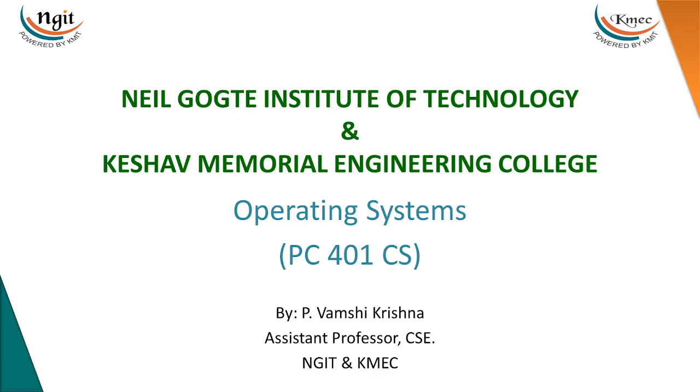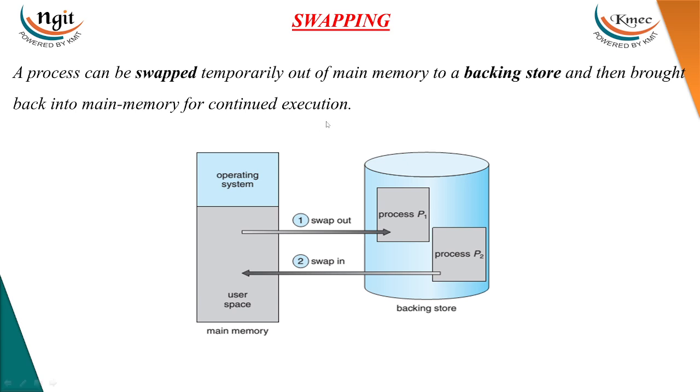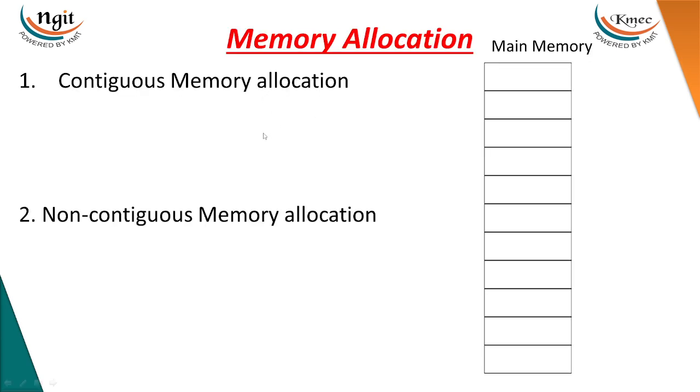The next topic in unit 4 is memory allocation. Memory allocation is done in two ways: one, contiguous memory allocation; two, non-contiguous memory allocation. What is the meaning of contiguous memory allocation?